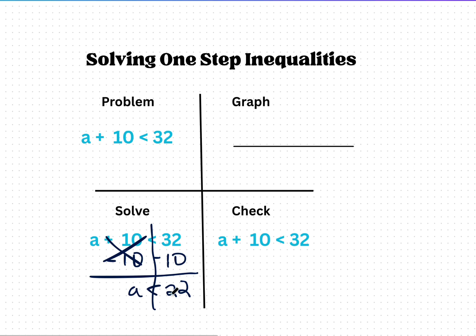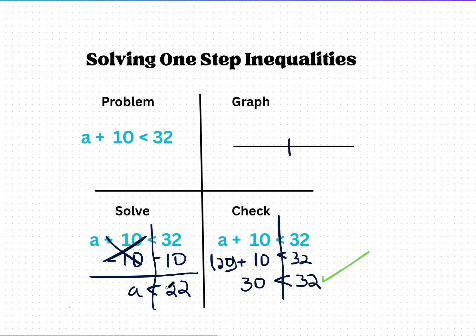So now I want to check. In order to check, I need a number that is less than 22 to make this true. So I'm going to use 20. You could use 2, you can use 5, you can use 4, as long as the number is less than 22. So I need to make the inequality true. So 20 plus 10, and then it's less than 32. So what is 20 plus 10? That is 30. And then 30 is less than 32. So I know that that is correct.